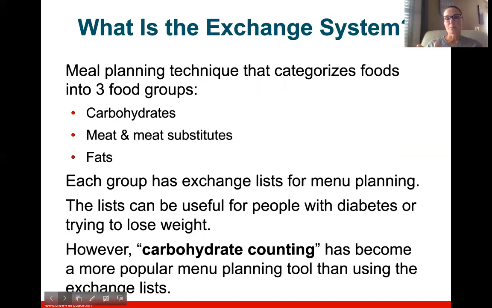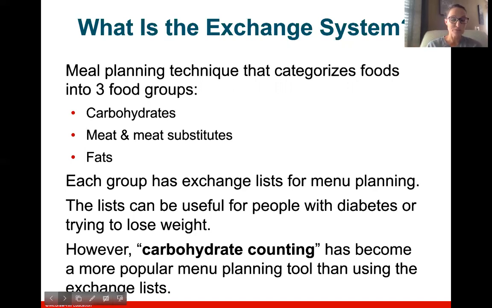So this was really popular for a long time in helping people manage diabetes, but it became difficult for some people. And then we realized that carb counting for diabetes was a better way to go. It allowed a little more freedom for patients. You've probably heard of carb counting in general, but the problem with that is some people don't realize how many carbs they should be eating a day.